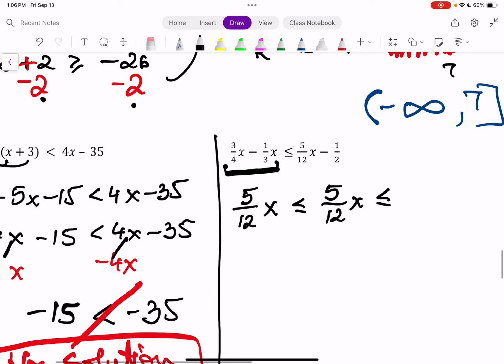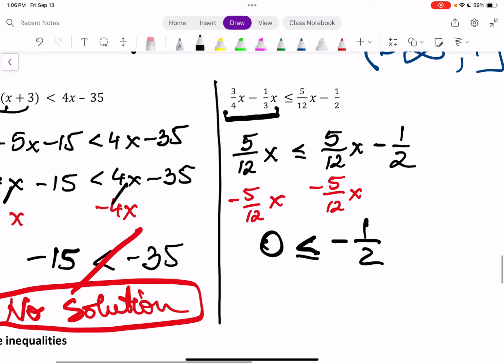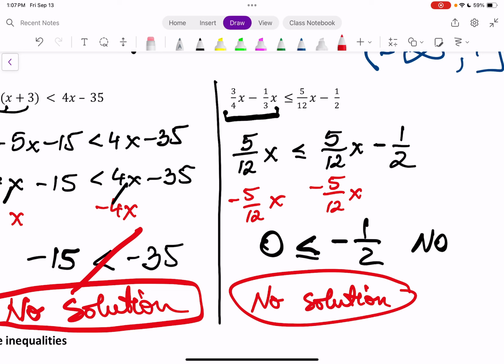Oops, minus 1/2. Okay, no problem. When I get the x's together, they will be gone out of the inequality. So I get 0, because there's 0x and that's just the 0. And is 0 less than or equal to negative 1/2? Nope. So again, this inequality has no solution, because we end up with a statement that is never true.